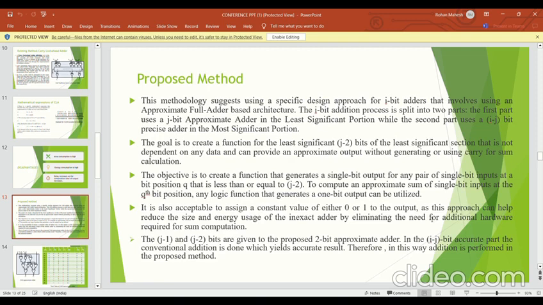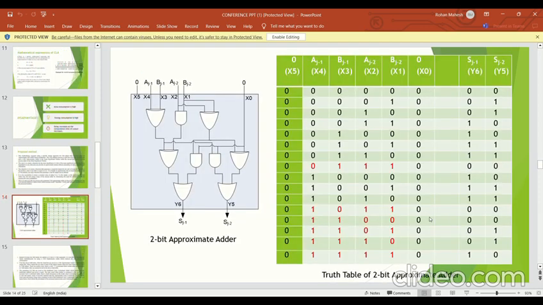Now, this methodology suggests using a specific design approach. This is the 2-bit approximate adder we are going to be using and incorporating in the existing carry lookahead adder. The goal is to create a function for the least significant bits of the least significant section that is not dependent on any data and can provide an approximate output without generating or using carry-over sum calculation.